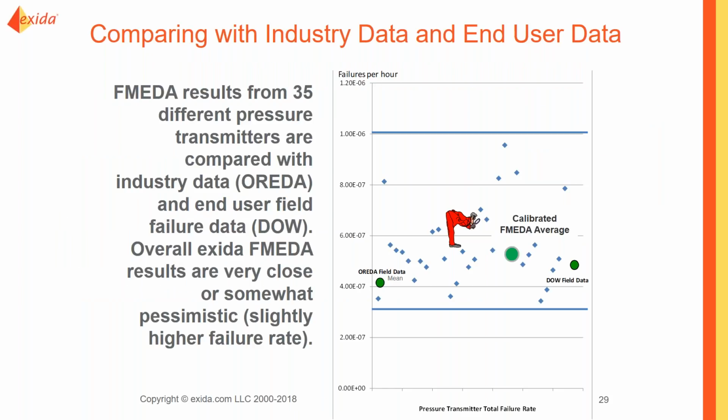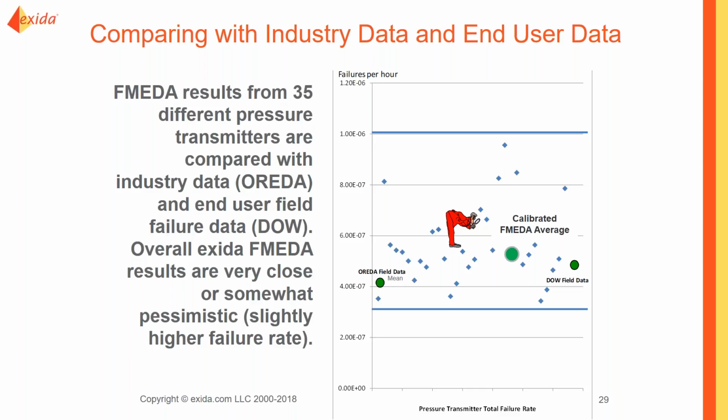Now, when we compare the FMEDA from 35 different pressure transmitters, right? And we compare it with exida, we compare it with Dow. Here's what you will see. And here's like an average. All the blue dots are just different FMEDAs that we've done for different clients for just the pressure transmitters. We threw 35 of them out there. And what you'll see is, on average, the reason you see the variance in there is because, guess what?